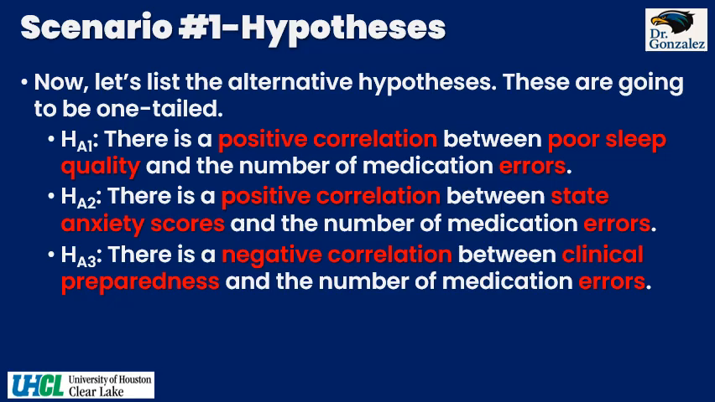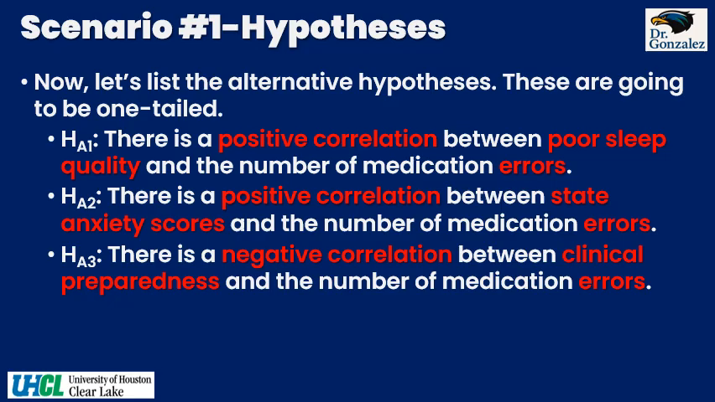So my rating scale for poor sleep, 0 means I've got wonderful sleep, and 10 might mean I have terrible, horrible, poor sleep. So as that score on poor sleep quality goes up, what happens to the medication errors? They also go up. And again, we're testing this. I'm not claiming this is true. This is just our hypothesis at the moment.